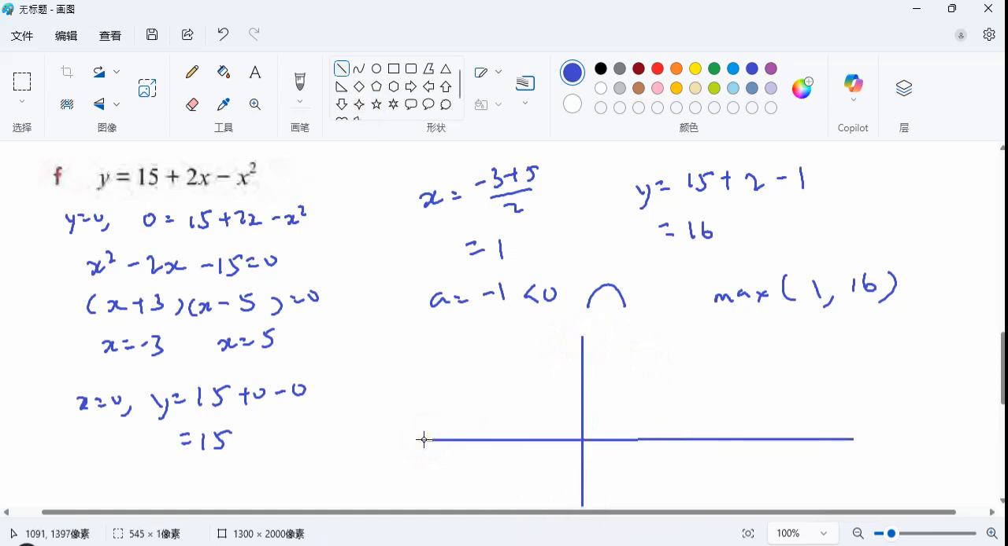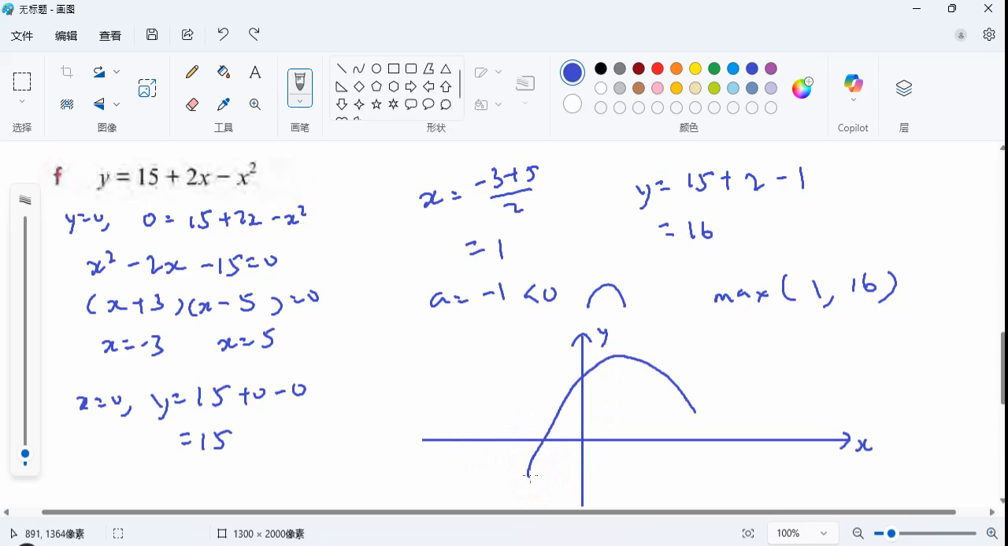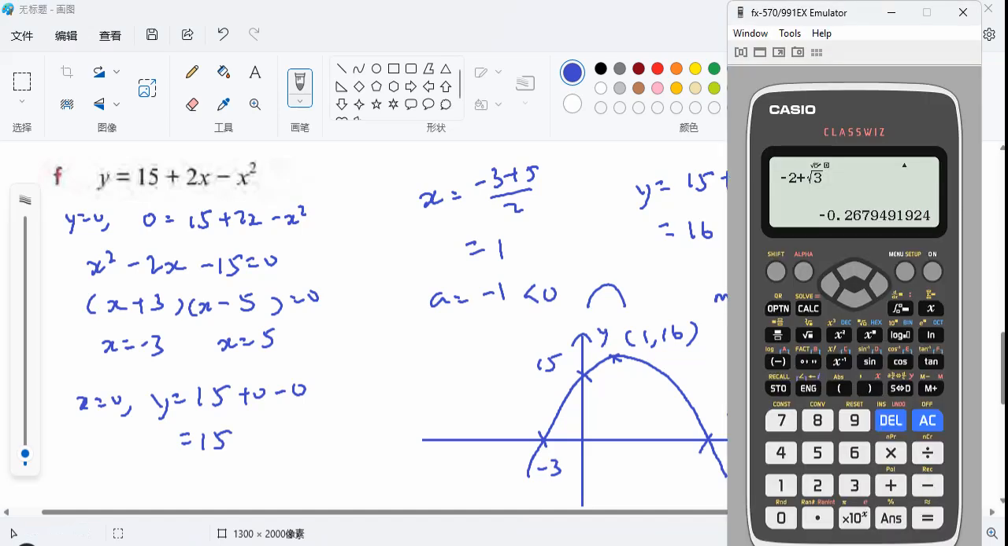This is y, this is x, and then the maximum point is at 1, 16 there. So this is 1, 16, this is 5, this is negative 3, and this is 15 here. Okay, so we can check the answer.